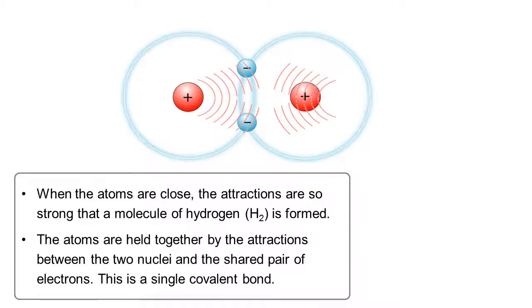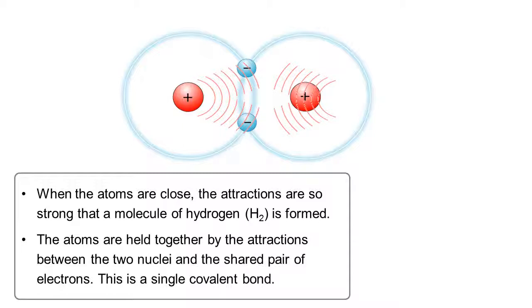Are they happy? Well, they've only got one shell. How many electrons go in the first shell? 2. So are they happy? Yes. They're sharing electrons, and this is the whole point of covalent bonding. They share electrons. One of them says, here, you can use this one if you like, and the other one says, you can use this one if you like, and therefore they're both happy because they've both got 2 electrons.